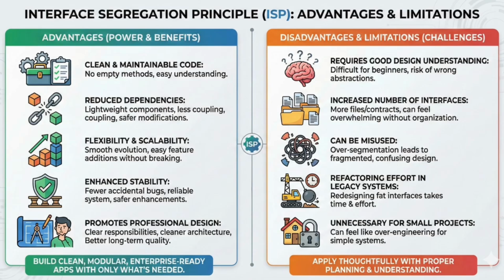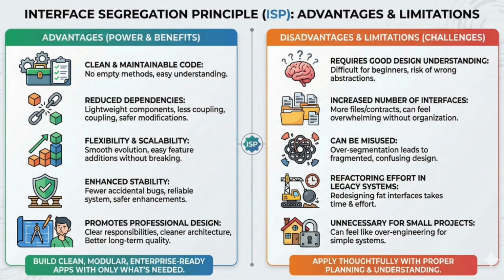Disadvantages and limitations of ISP. Now let's be honest, even though ISP is powerful, it also has some challenges developers should understand. First, it requires good design understanding. Beginners may find it difficult to decide how to split interfaces correctly, which may lead to over-segmentation or wrong abstractions. Second, it may increase the number of interfaces. Since we split big interfaces into many smaller ones, the number of files and contracts increases. Without proper organization, this can feel overwhelming.